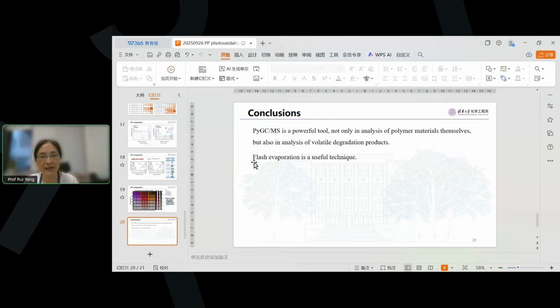Why do we use flash evaporation? Because if we do the pyrolysis of the polymer material itself, the fragments of the main chain will overlap all the small changes. So the volatile degradation products only occupy about several percent of all the changes. So we use flash evaporation to highlight this group of changes that happened.